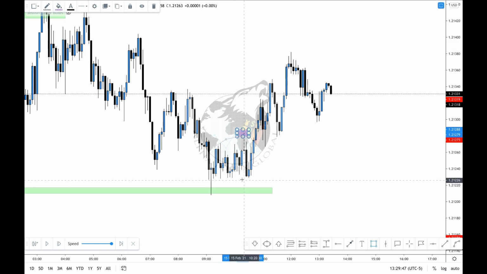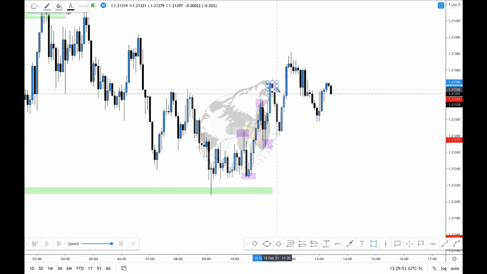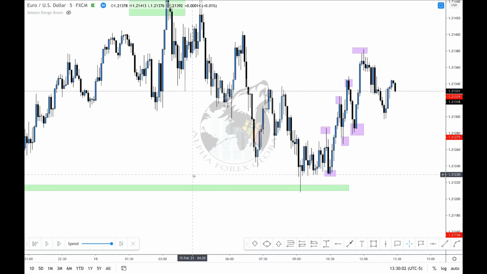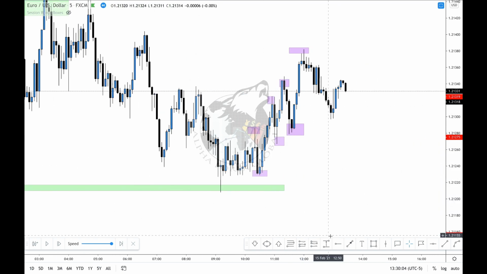This is 5-minute structure, this is 5-minute structure, here again, and then here, right? So we see all of this, right? But remember, we're looking at the 15-minute time frame before. So this is the case now.